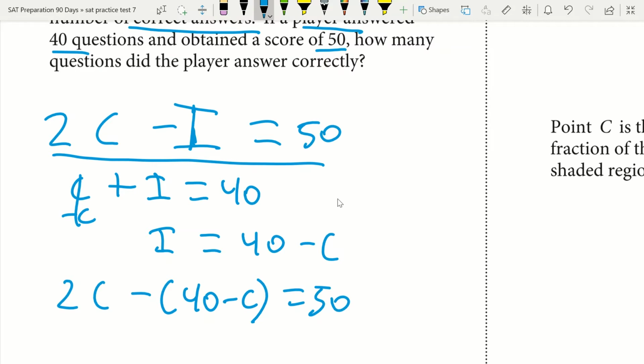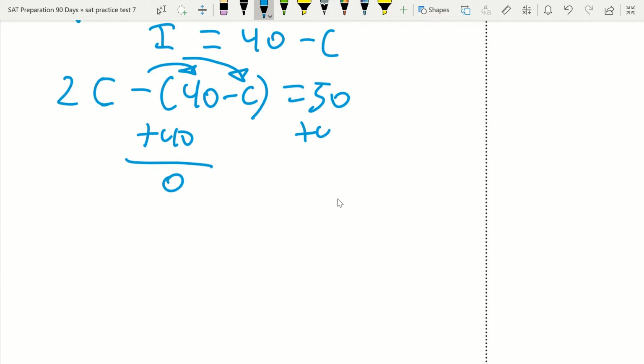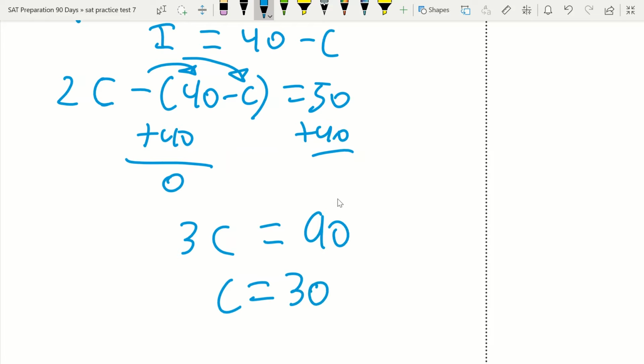All right, so let me scroll down a minute. At this point, you just go through and solve, right? So you've got negative 40. I'll go ahead and add 40. Obviously, this negative sign gets distributed here and here. So I add 40 there, gives me 0. Add 40 over here, it gives me 90. So now I've got 90. I've got 2C minus negative C. That's going to be plus C. So that's going to give me 3C. 3C equals 90. Obviously, I divide each side by 3 then. 90 over 3 is going to give me 30, so I know my number of correct answers will be 30. Okay, so 30 would be my correct answer there.